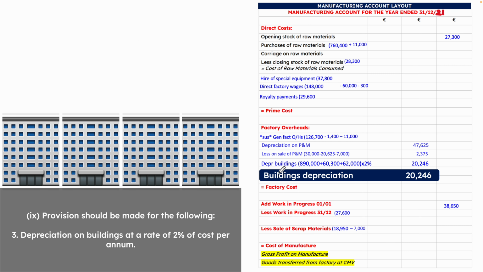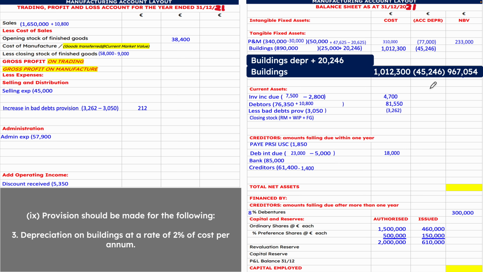Note 3 then, depreciation on buildings at a rate of 2% of cost per annum. So our buildings, we had a few things happen in our buildings here. We had 890 at the start from the trial balance. Then we added 60,300, which was salaries for people who made the new store. And then we had 62,000 materials. When we multiply that by 2%, we get 20,246 euro. And then that will be added up into our balance sheet here.